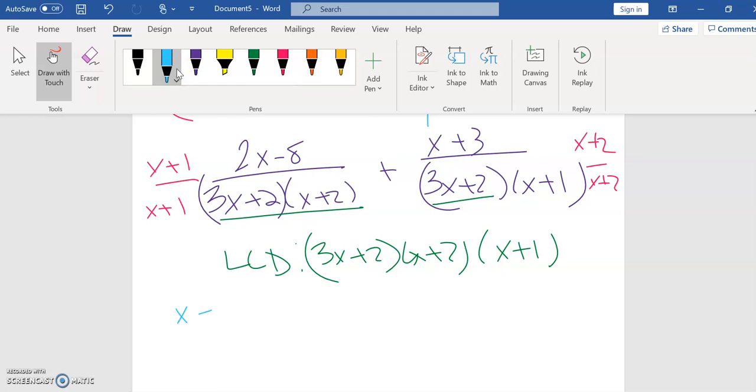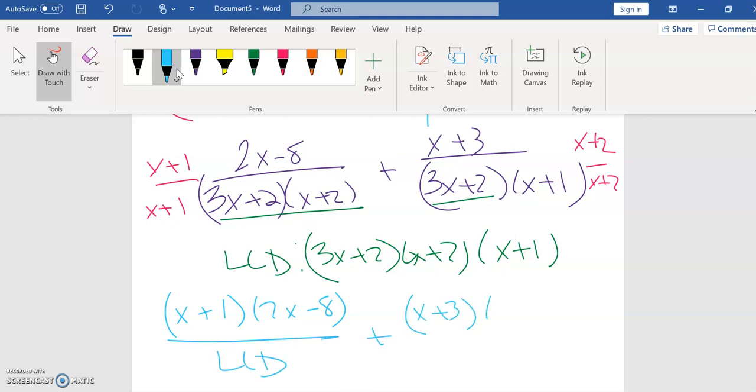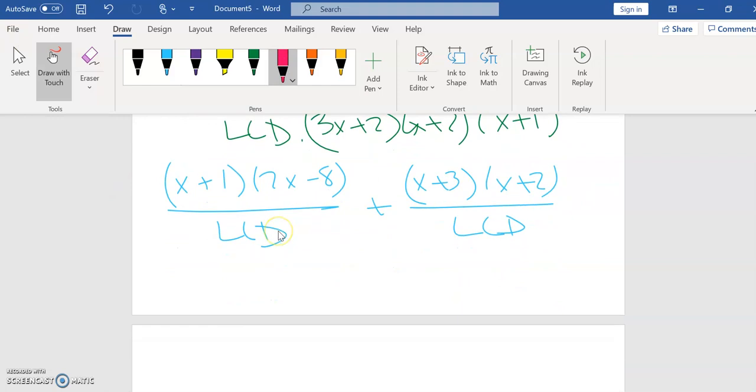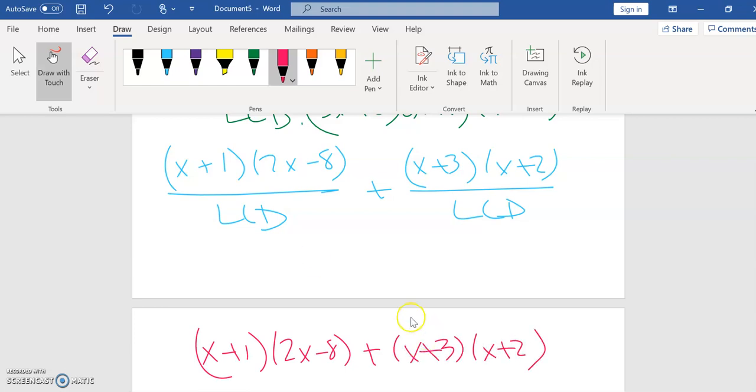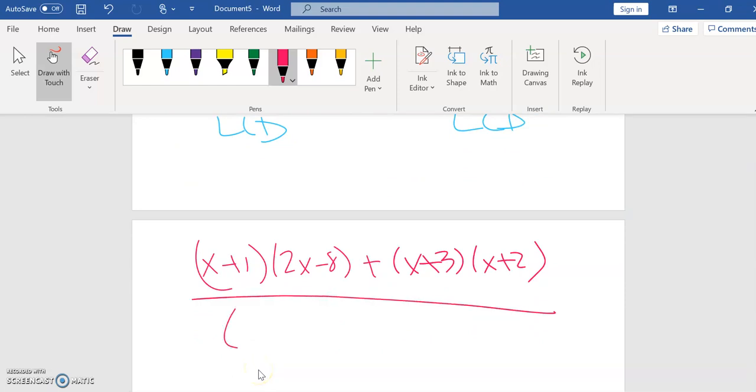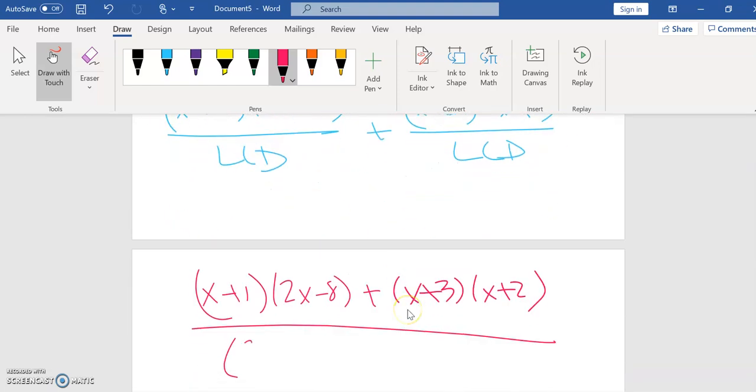So that means I have x plus 1 times 2x minus 8 all over my whole LCD plus x plus 3, x plus 2 all over my whole LCD. Okay, then that means my numerators are going to combine. So I have x plus 1, 2x minus 8 plus x plus 3, x plus 2 all over this whole LCD, which I'm going to write out right now just so I have it for later. 3x plus 2, x plus 1, x plus 2.